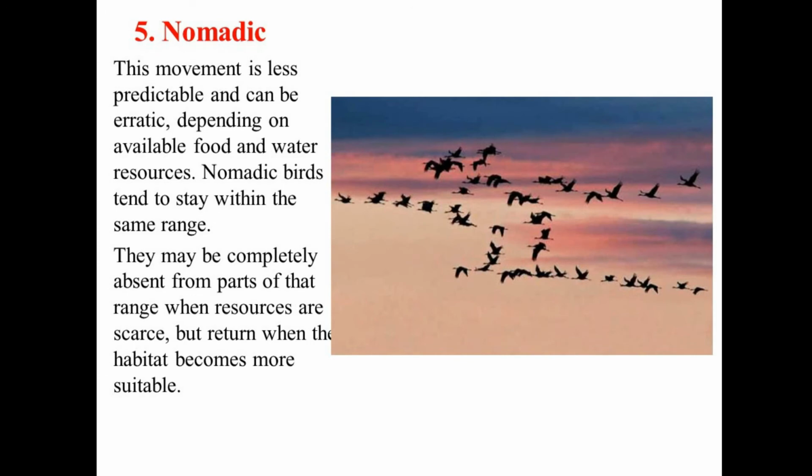The fifth one is the nomadic. This movement is less predictable and can be erratic depending upon the available food and water resources. Nomadic birds tend to stay within the same range. They may be completely absent from part of that range when resources are scarce, and they return to their original habitat when conditions become more suitable. That is, on arrival of favorable conditions, they return to their original habitat.